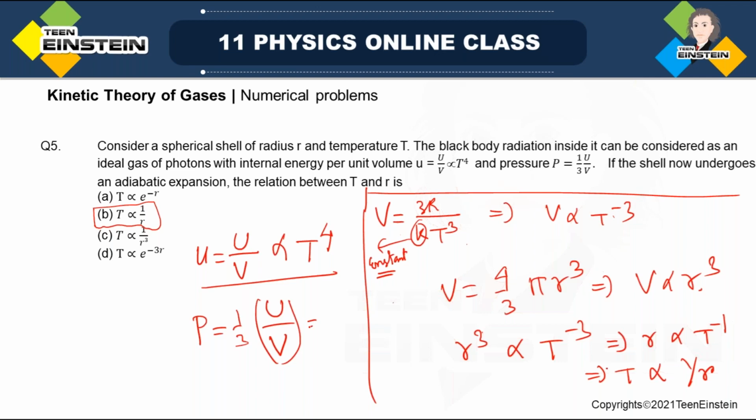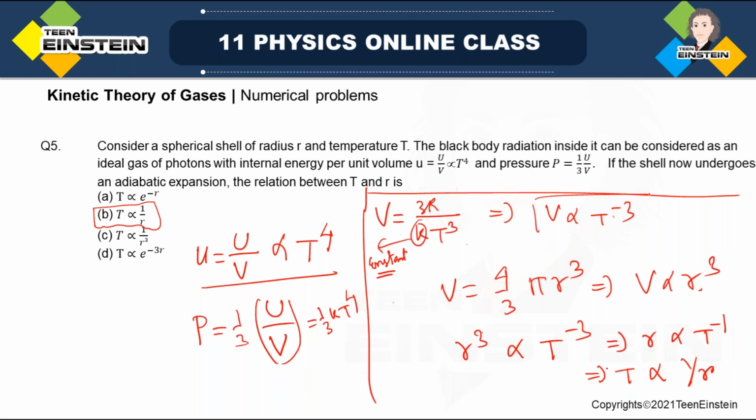Then you can replace those. Since it is an ideal case, we can write PV is equal to nRT or PV is equal to RT. From there, we can replace the P so that we can get a relationship between V and T, that is V is directly proportional to T to the power minus 3. And again, we know the volume of the cell is 4 by 3 pi r cube, where r is the radius of the cell.